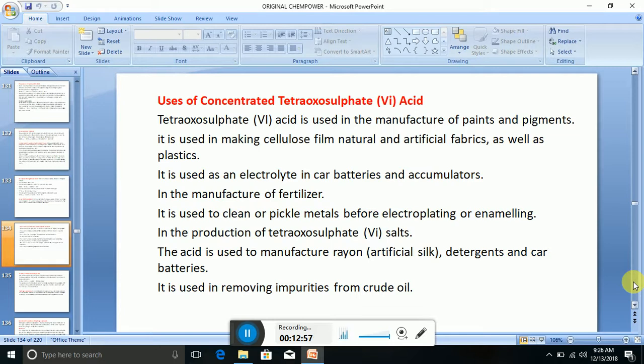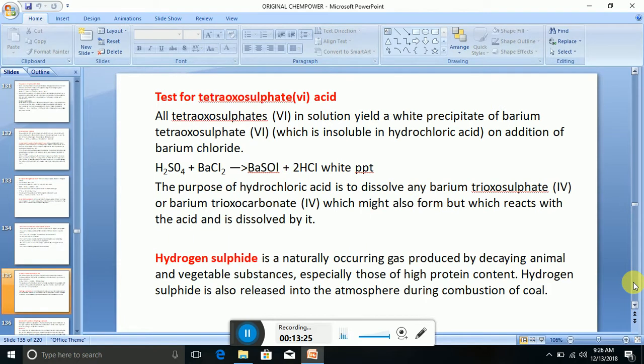It is used to clean or pickle metals before electroplating or enameling. It is also used in the production of tetraoxosulfate(VI) salts. The acid is used to manufacture rayon, which is an artificial silk, detergents, and car batteries. It is used in removing impurities from crude oil.